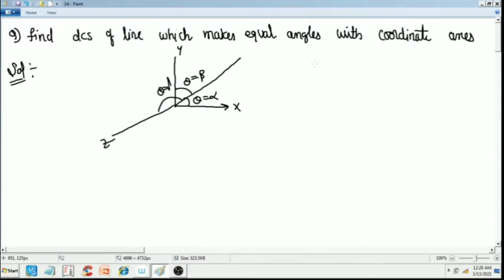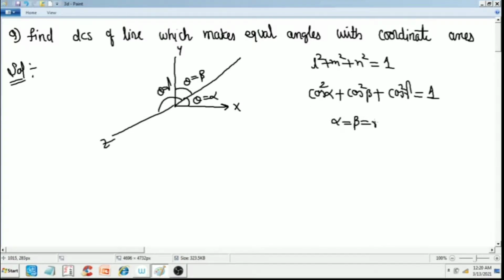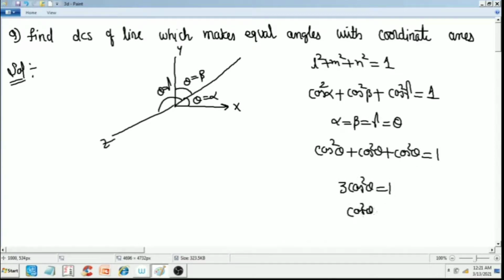So we have the relation l square plus m square plus n square equals 1. So l is cos alpha, squared, m is cos beta, cos square beta, plus n square, cos square gamma equals 1. Here angles are equal, alpha equals beta equals gamma equals theta. So I'm substituting theta in place of alpha, beta, gamma. Cos square theta plus cos square theta plus cos square theta equals 1. 1 plus 1 plus 1 is 3, so 3 cos square theta equals 1. Cos square theta equals 1 by 3. Cos theta equals 1 by root 3.